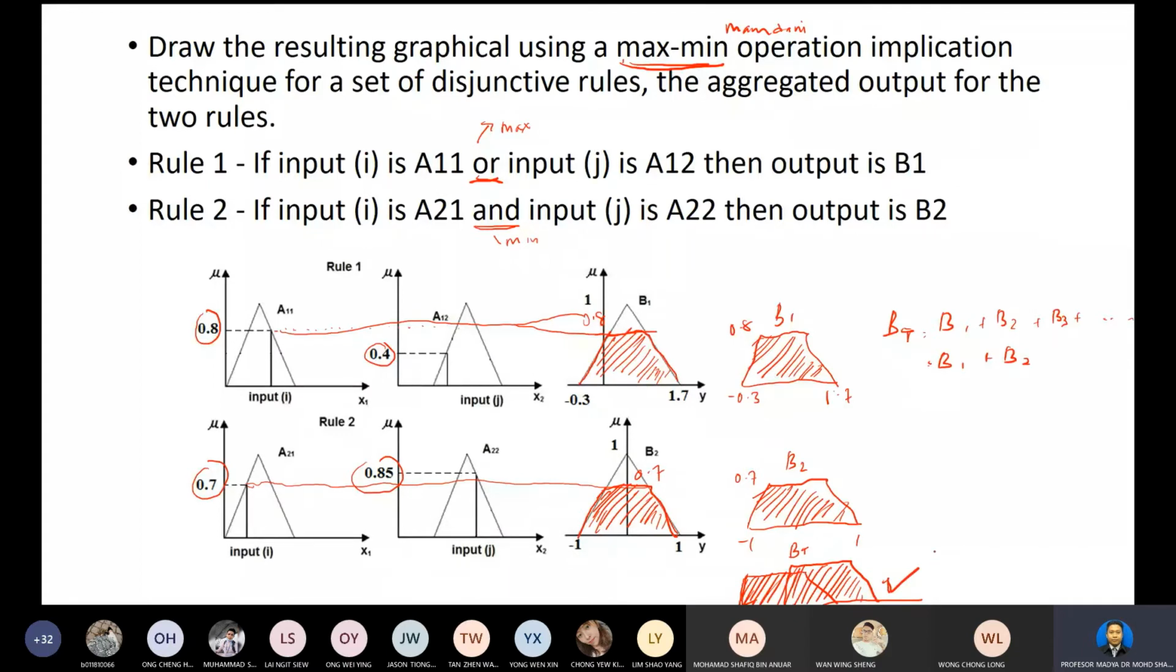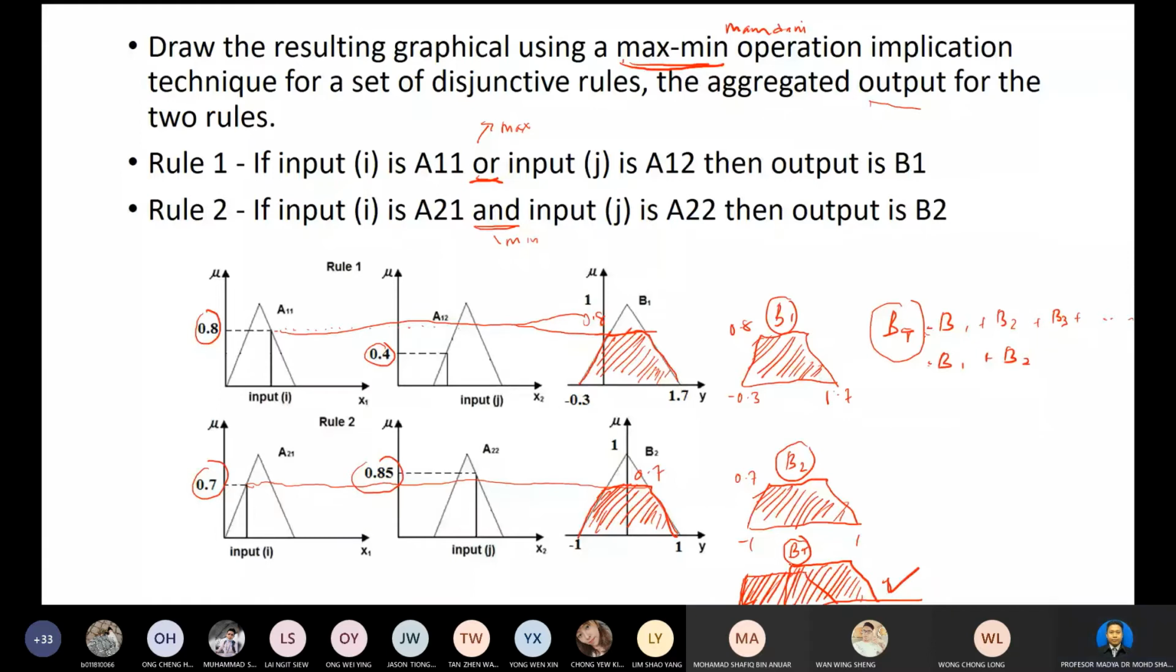The previous mistake is that students normally do B1 and B2 but forget the B total. That's why you have to get the outputs. The last output we call the BT, the B total. If you have two rules, you have to add B1 plus B2. If you have 3 rules, you have to add B1 plus B2 plus B3. Then you get the B total here. So this is the output for BT.